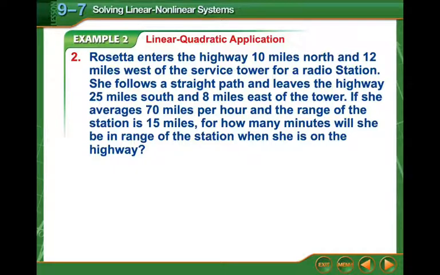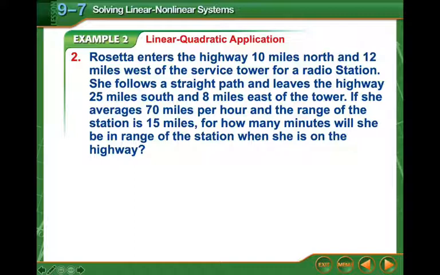So the first thing we need to do is figure out the two equations. Then we'll use Desmos to make this a little bit easier for ourselves. All right, so again, we need to figure out our two equations. The first thing is to look at what's happening. The line is her path on the highway, and the circle is the distance away that the station can be heard.